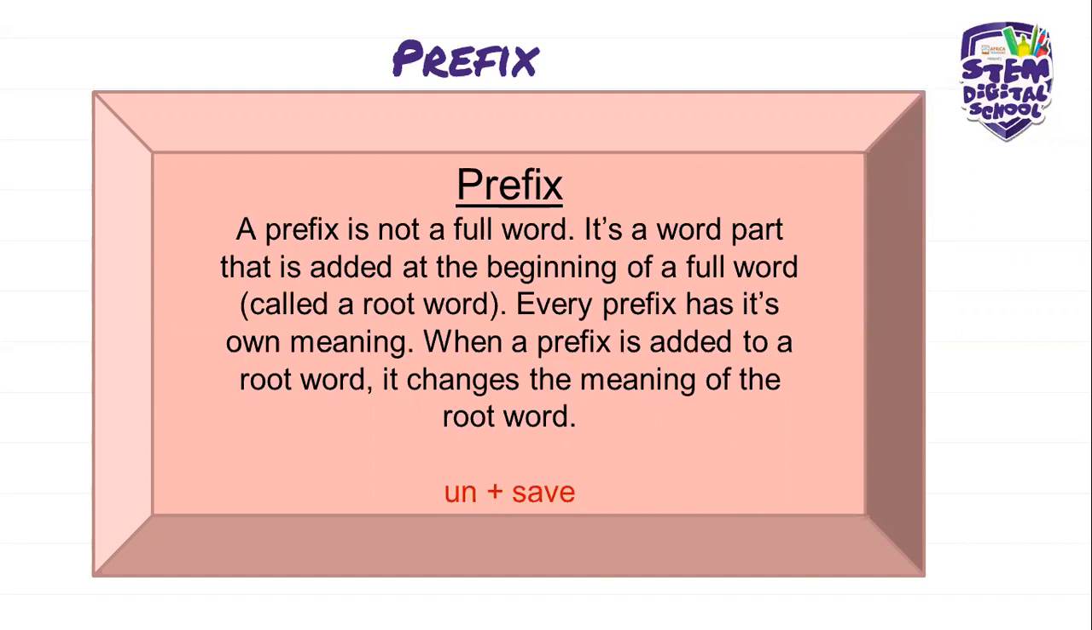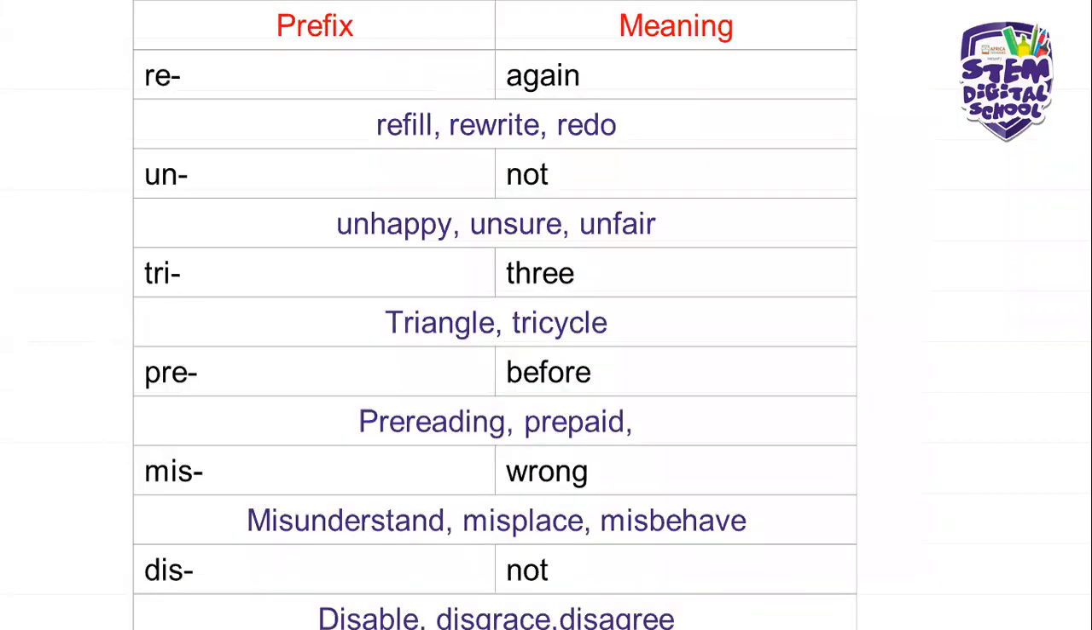I have an example here, that the root word is safe. And if I put the prefix un before safe, it changes the meaning. If you're safe, there's nothing to worry about. But when I put the prefix on that says unsafe, then it means there's something to worry about. Now, here are a few prefixes that we use a lot and their meaning.